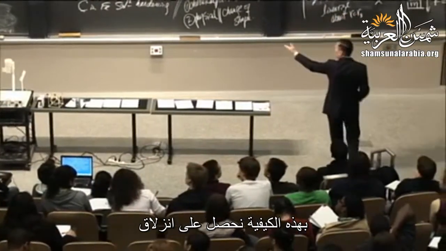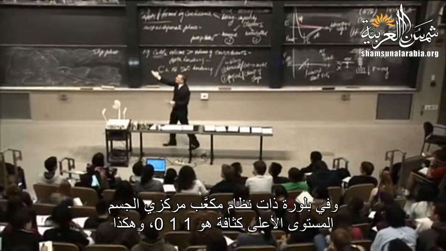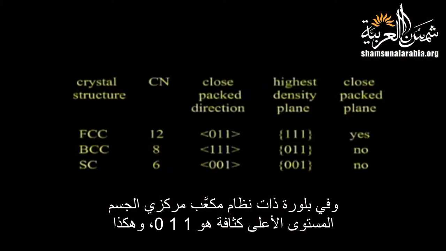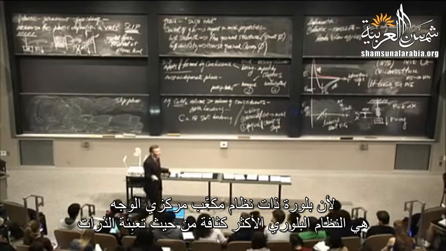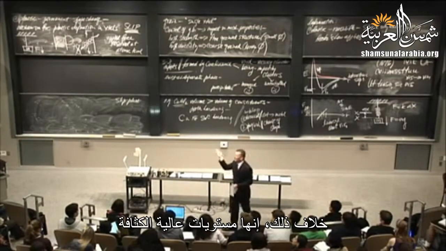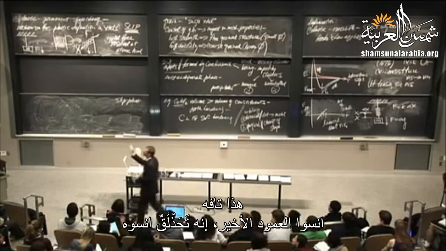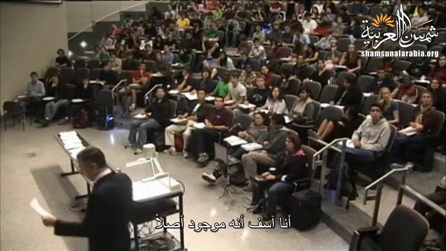So that's how we get the slip. And in BCC, the highest density plane is 011, and so on. And the close-packed plane simply means 111, because FCC is the closest packed structure, so that's a close-packed plane. Otherwise, they're planes of highest density. It's trivial. Forget the last column. It's pedantry. Forget it. I'm sorry I have it up there.